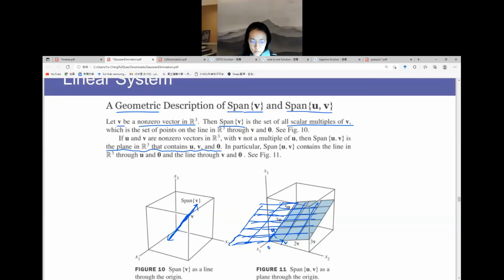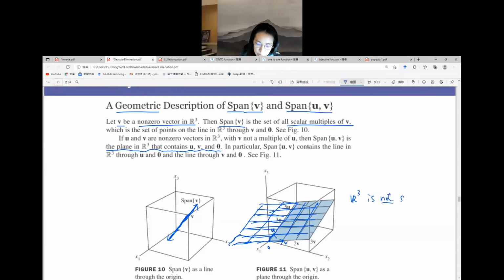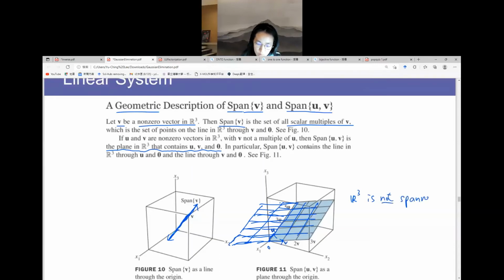So we can also say that R3 is not spanned by u and v. Why is that? Because we only spanned a subset, which is a two-dimensional plane within R3 space, right? We did not span the entire R3.